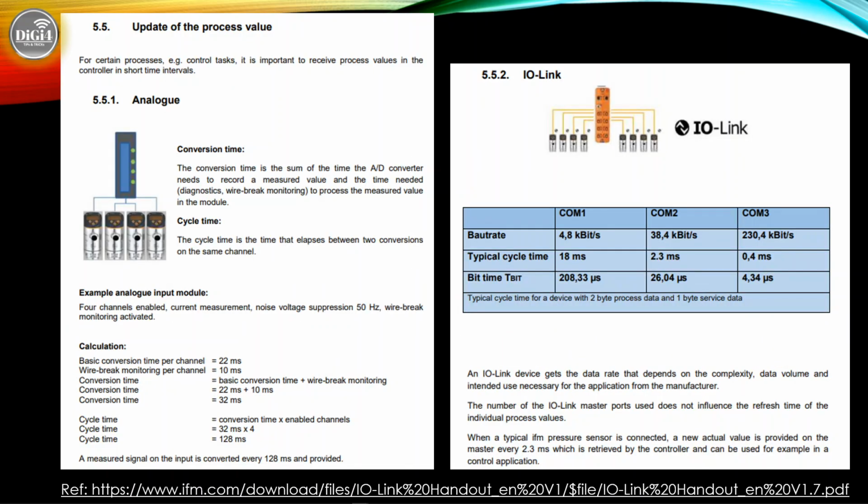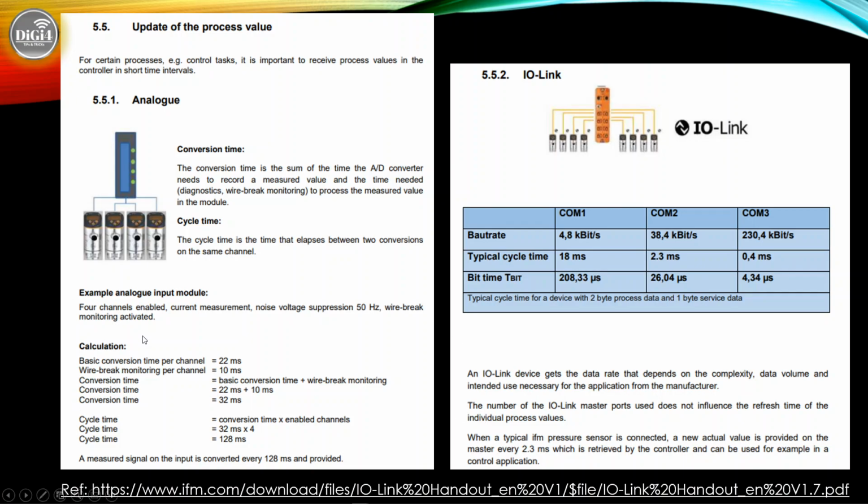Now this is another thing. You might also be thinking about the cycle time. I found this information comparing the two signals. On the left is the typical processing time of the PLC, which is usually 128 milliseconds. With IO-Link, it depends on the IO-Link device. You can find this documentation in the description of this video. I will put the download link.